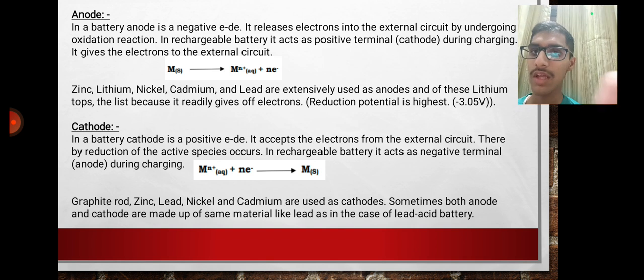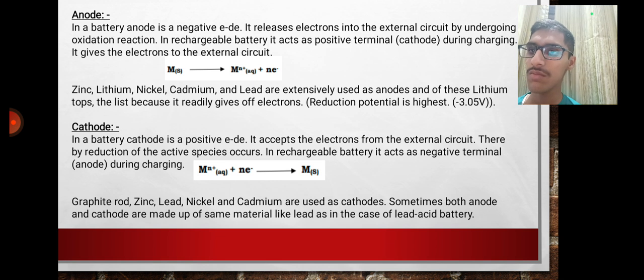The first component, anode. In a battery, anode is a negative electrode. It releases electrons into the external circuit by undergoing oxidation reactions. In a rechargeable battery, it acts as the positive terminal, that is cathode, during charging. It gives the electrons to the external circuit. The reaction is mentioned: the metal undergoes oxidation and liberates ions.